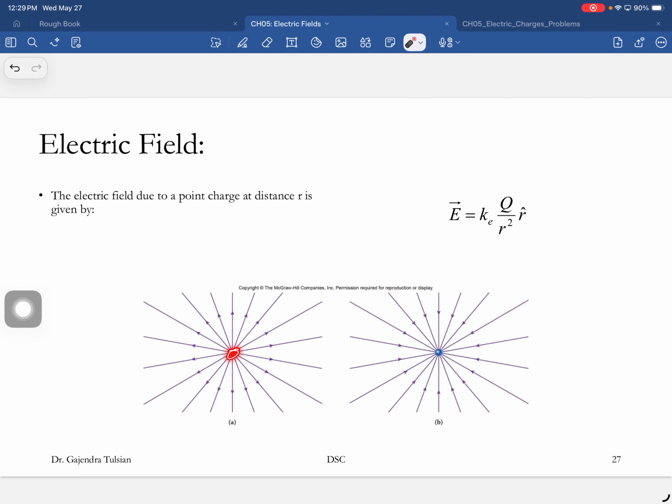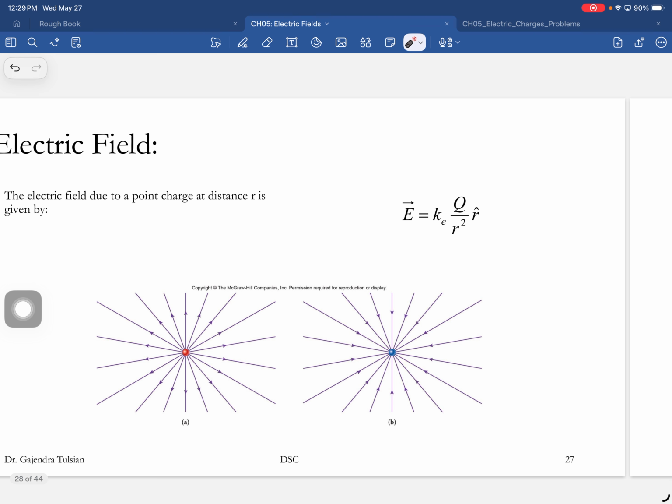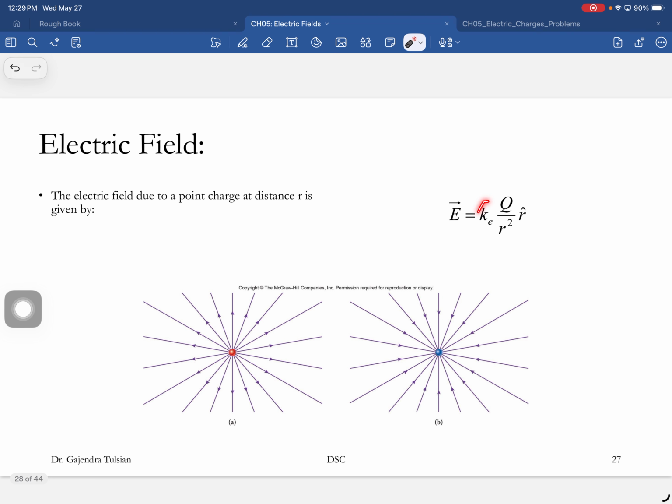Okay, so here's a positive charge and the field lines radiate outward. The magnitude of them will get smaller as you go further out. So here is the electric field. There's Coulomb's constant, that's the charge, and that's the distance at which you're figuring out the electric field. This is a unit vector pointing radially outward, so that gives you the direction.